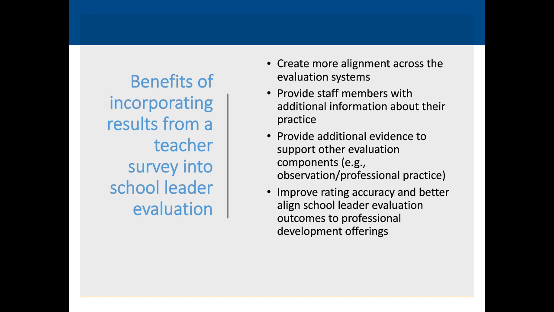So in doing that, we could implement a survey and give them more feedback that they could use to improve their practice. Next, we also hoped that it would provide additional evidence that would support other evaluation components. So in essence, it would strengthen our evaluation process by providing information that could be triangulated with other evaluation components. And then by also including a stakeholder survey, we could improve rating accuracy in hopes that we could better align school leader evaluation outcomes to the professional development offerings that we had. That would allow principals to have better access to the learning tools that they needed to improve their practice. Next slide, please.